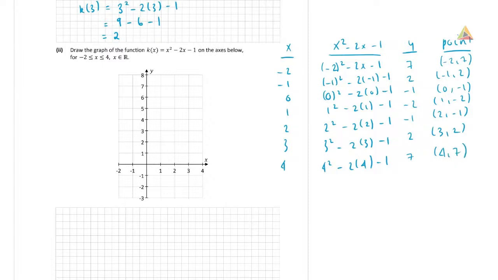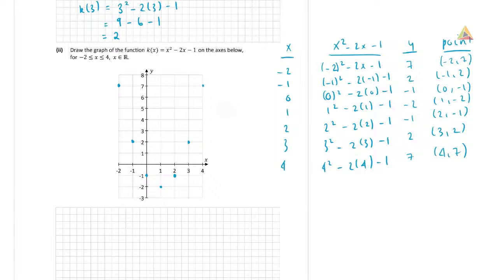So I'm just going to plot these. Minus 2 and 7 is going to be here. Minus 1 and 2 is going to be here. 0 minus 1 is here. 1 and minus 2 is here. 2 and minus 1 is here. 3 and 2 is here. And finally 4 and 7 is here.